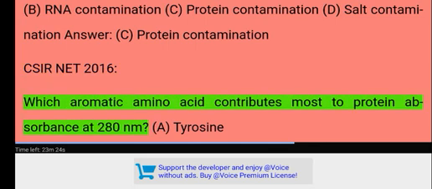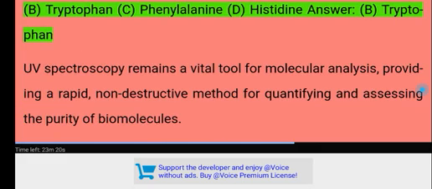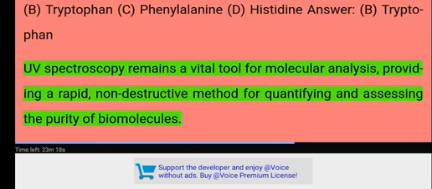CSIR NET 2016. Which aromatic amino acid contributes most to protein absorbance at 280 nanometers? A. Tyrosine. B. Tryptophan. C. Phenylalanine. D. Histidine. Answer: B. Tryptophan. UV spectroscopy remains a vital tool for molecular analysis, providing a rapid, non-destructive method for quantifying and assessing the purity of biomolecules.